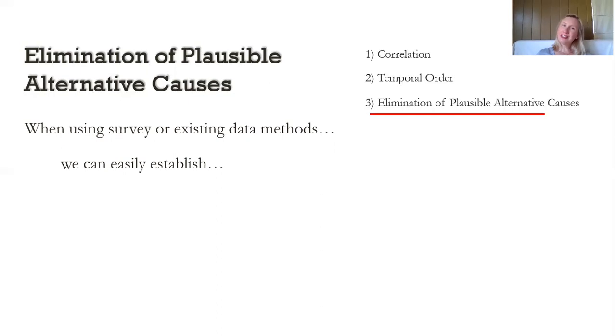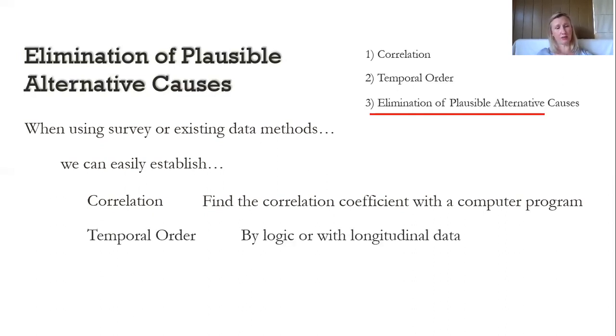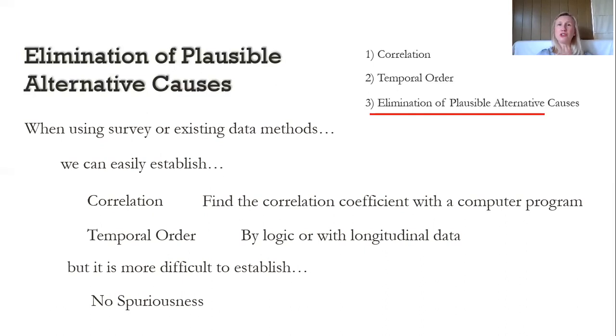If I'm using survey or existing data, I can easily establish a correlation with a computer program. I can pretty easily establish temporal order if I'm using logic, okay? Or if I'm using a longitudinal format and comparing time 1 to time 2. But it's a bit more difficult to establish no spurious causal relationships because, like the researchers in the Harvard study, they had really good data, but they failed to account for a confounding variable, one that was responsible for both drinking soda and for teenage violence.